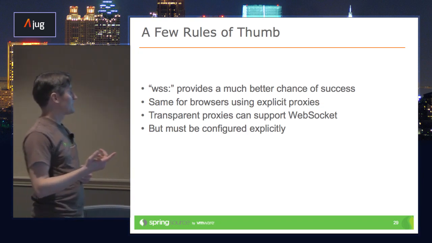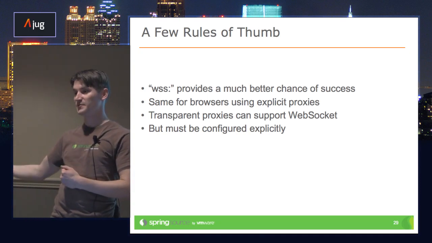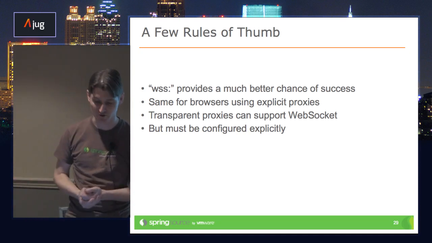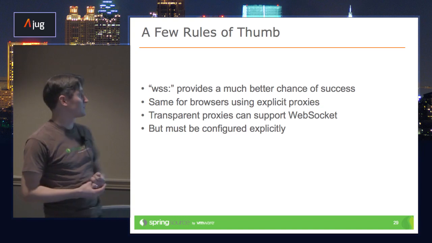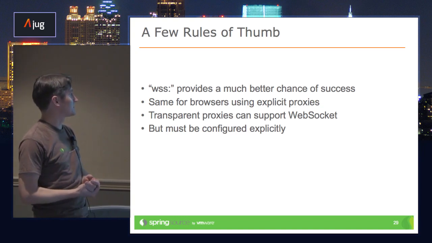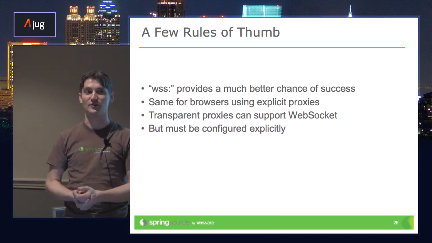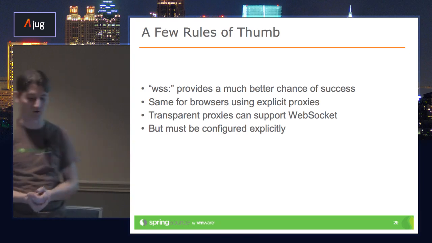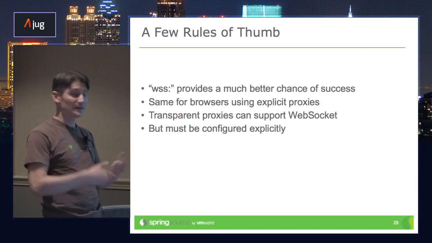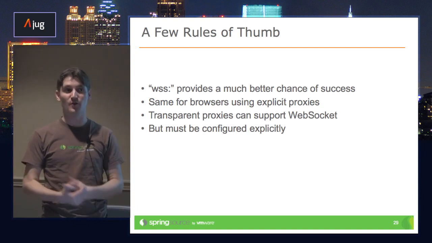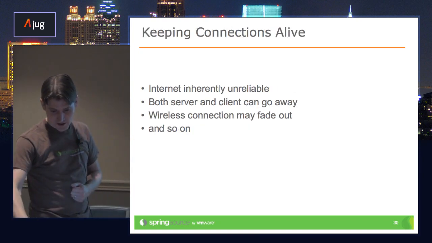A few rules of thumb. Similar to HTTP and HTTPS, there's also a secure version of WebSockets, so you should strive to use the secure version, with the WSS scheme. That seems to provide better proxy traversal, particularly since the proxy servers are not able to introspect your traffic. So you should use those. Technically, proxies shouldn't have a problem. They can be configured to work with WebSockets, but they may not be. So put that out there.